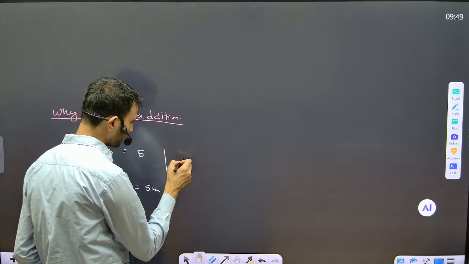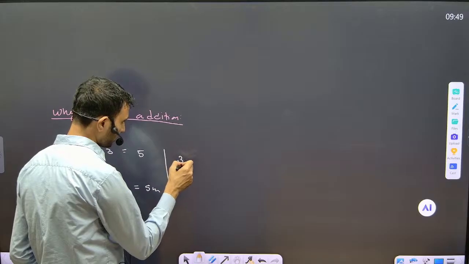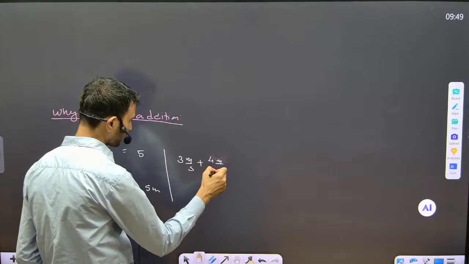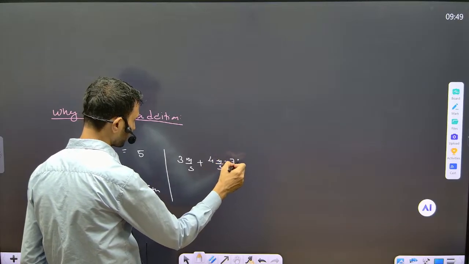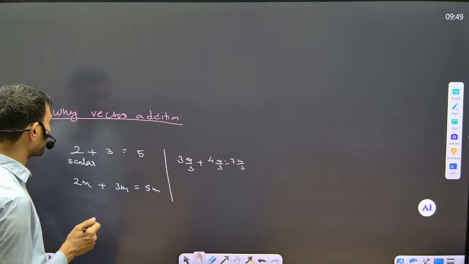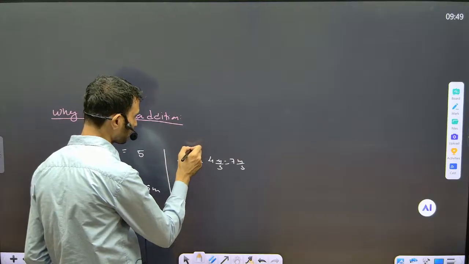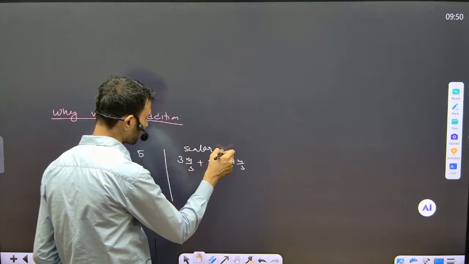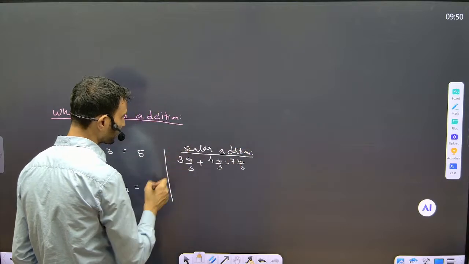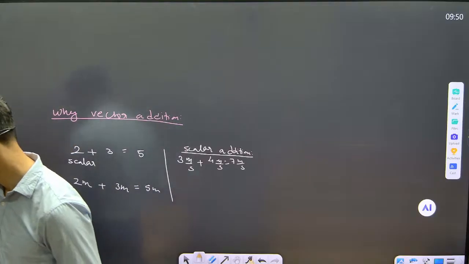Now, similarly, 3 meter per second plus 4 meter per second is equal to 7 meter per second, right? So what type of additions are these? Scalar addition, right?